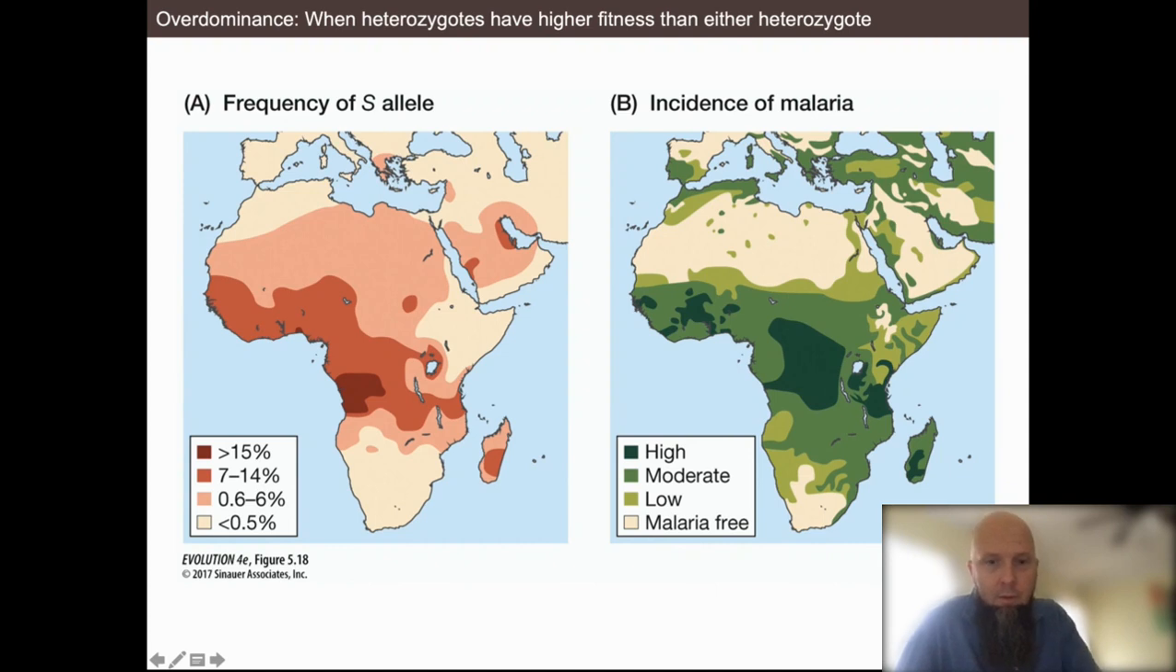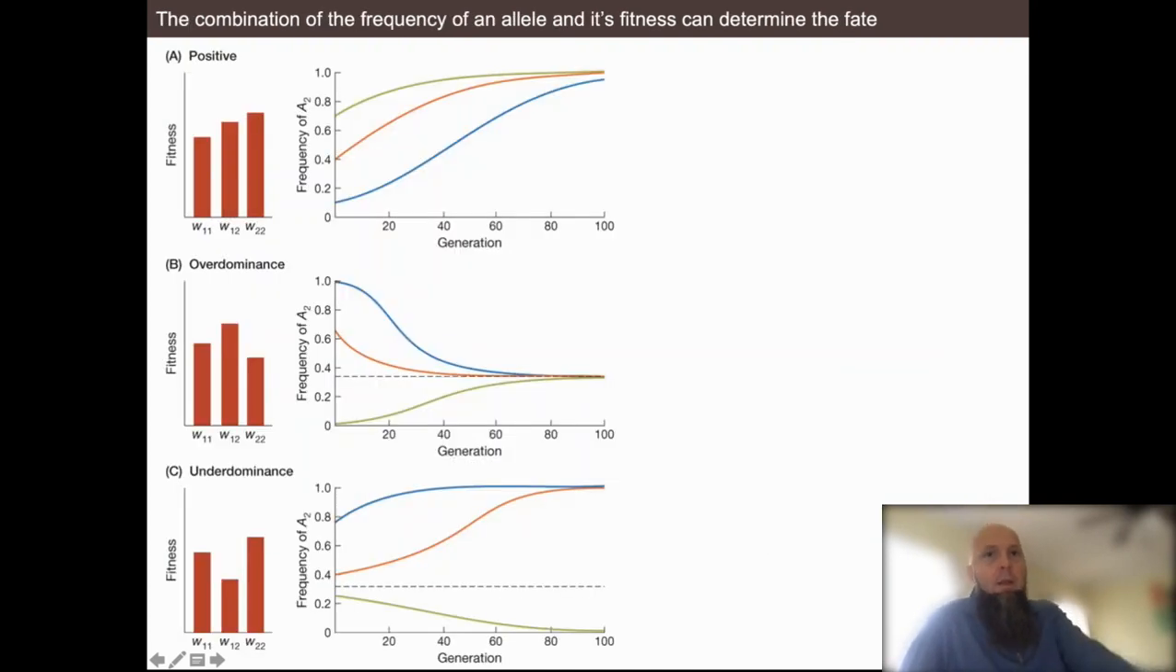Now, the combination of the frequency of an allele and its fitness can determine the fate. Now remember, I've told you that it could be the best allele in the world, but if its frequency is really low, it doesn't mean it's going to reach fixation.